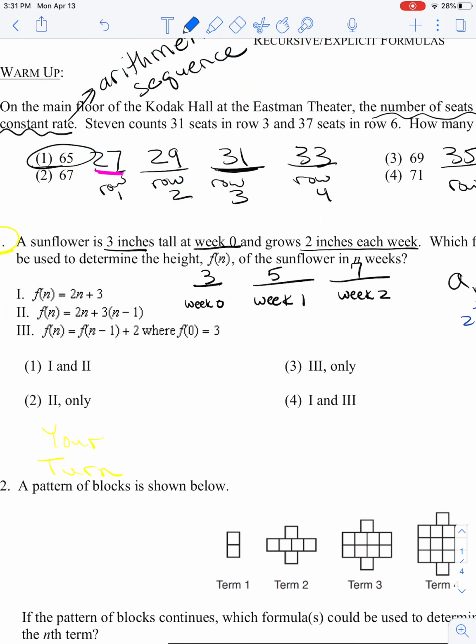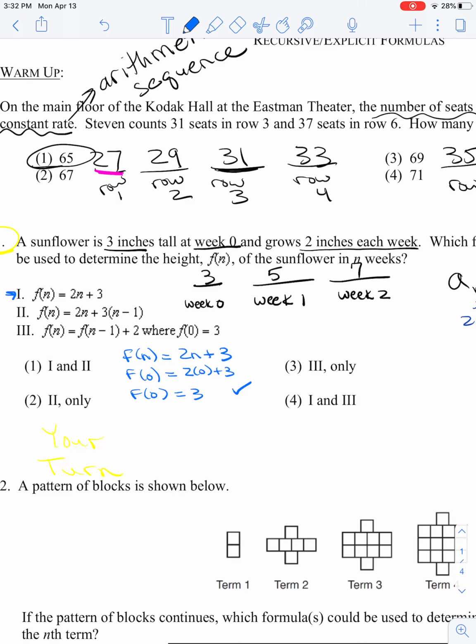So this is sort of a trial and error. So first I'm going to try the first one. So I'm going to look at my formula. I'm going to say, okay, I have f of n equals 2n plus 3. So I know at week 0 here, my plant is 3 inches tall. So for n is the week number, I'm going to plug in a 0. So if I plug in a 0 anywhere I see an n, I want to know if I would get back a 3. And I do.